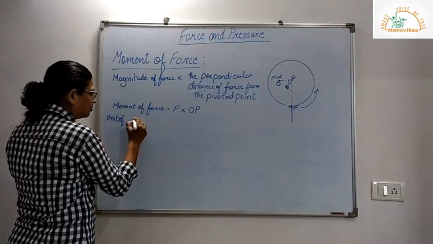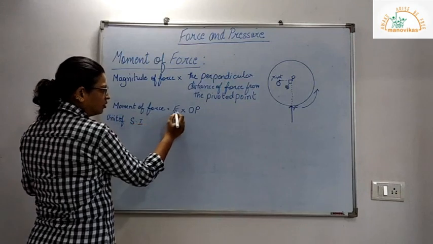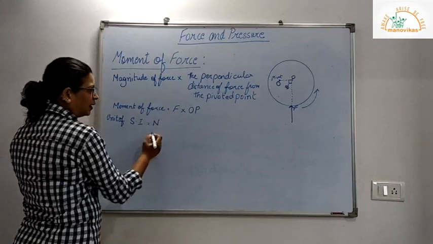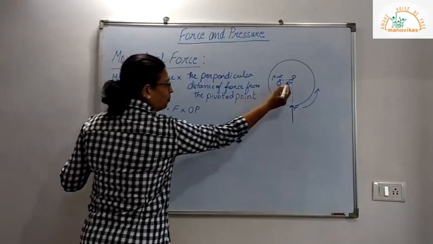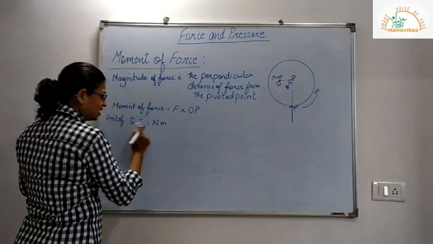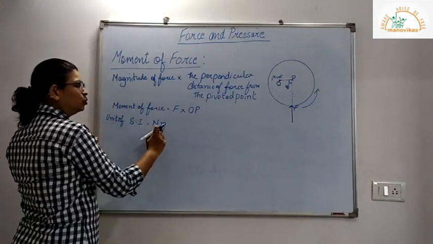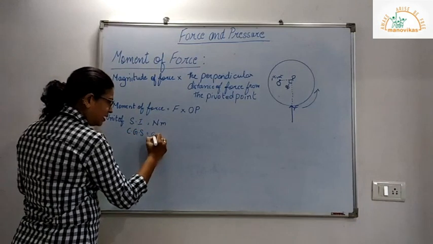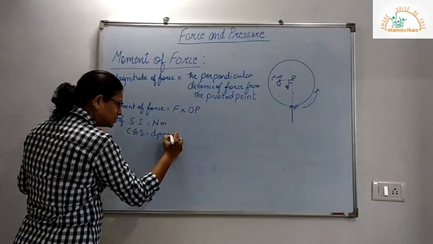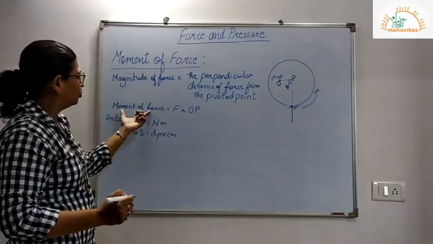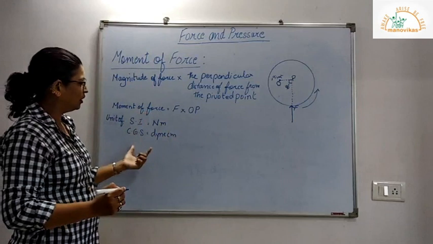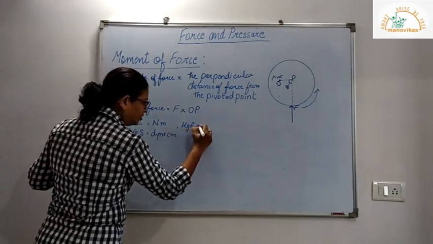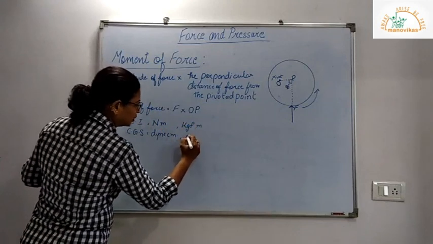Now moving on to the unit of moment of force. The SI unit here is, now force is written in newtons, and our distance, that is OP, is in meters. So our SI unit for moment of force is Newton meter, and the CGS unit is dyne centimeters. The gravitational units for moment of force are kgf meter, and here it is gf centimeters.